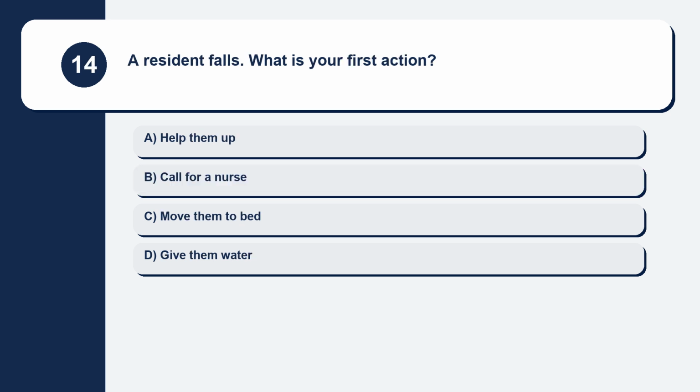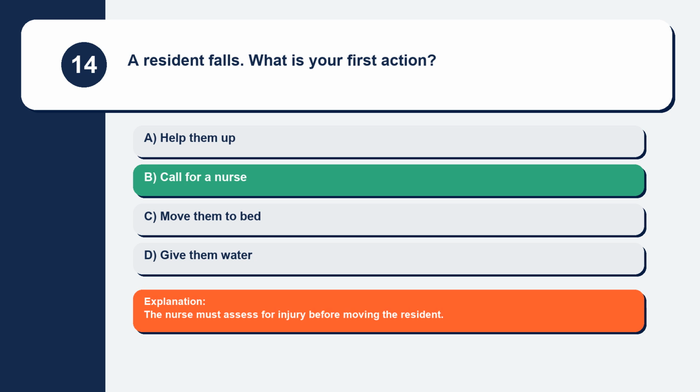Question 14. A resident falls. What is your first action? Help them up, call for a nurse, move them to bed, give them water. The nurse must assess for injury before moving the resident.